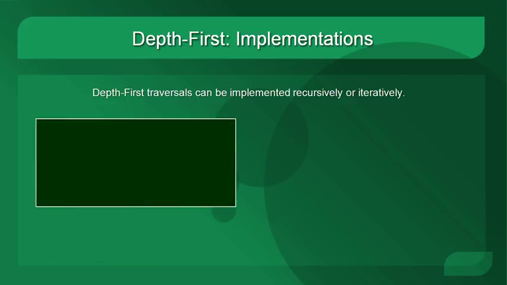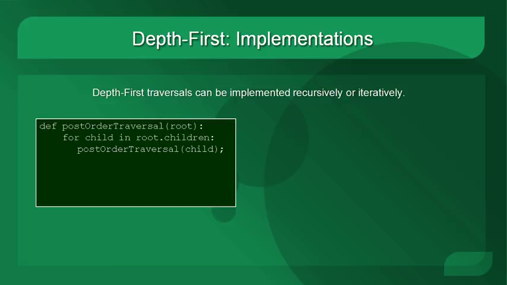Depth first can be implemented recursively or iteratively. Let's start with the recursive way. In this example, we're showing the post-order traversal. So for the post-order traversal, we start with the root. For each child of the root's children, we call the post-order traversal again with the parameter child.